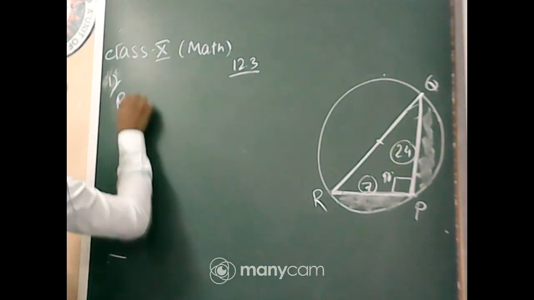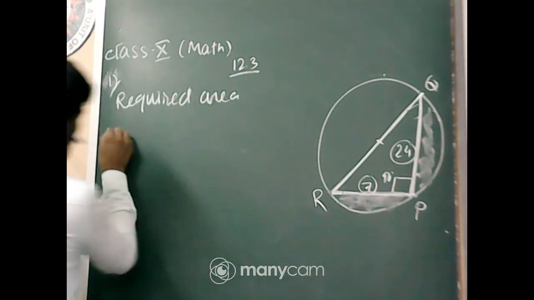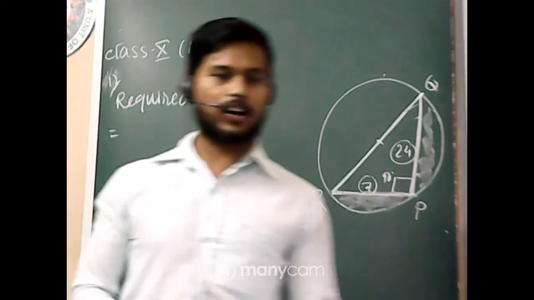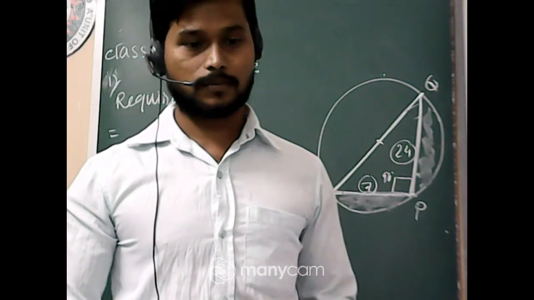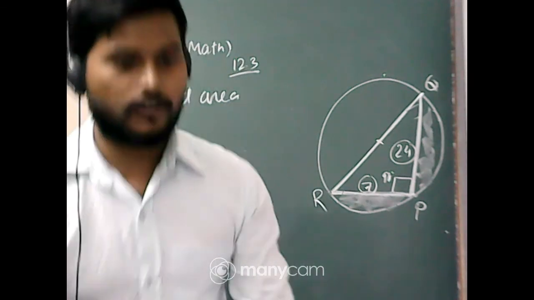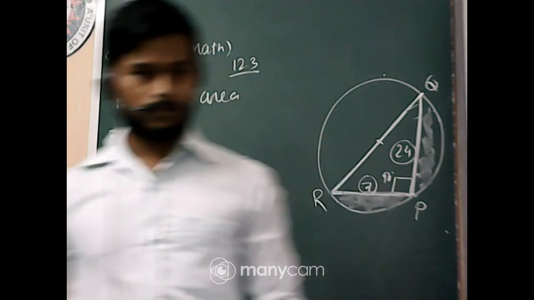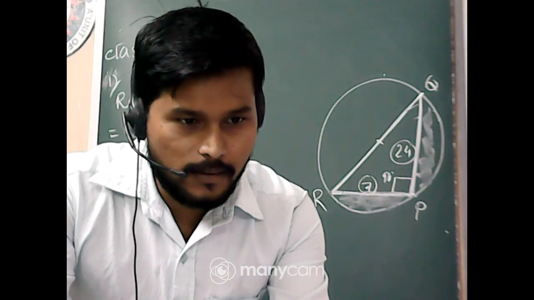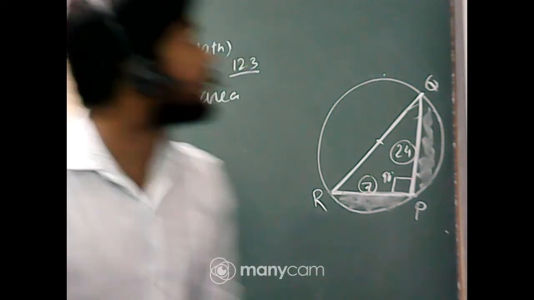So the required area is, okay. Now tell me one thing. What is the formula to find out the area of a semicircle? Do comment please. Quick. My time is almost completed.